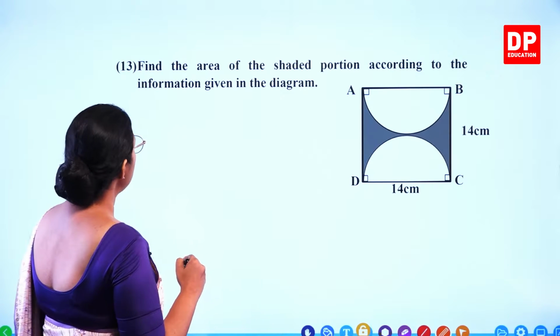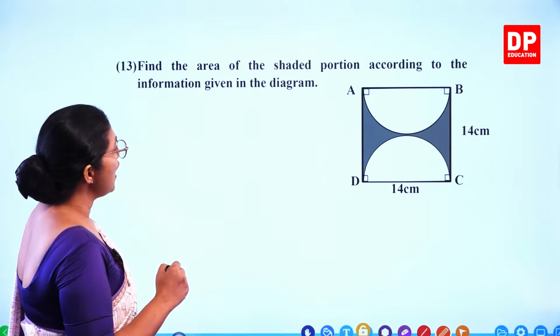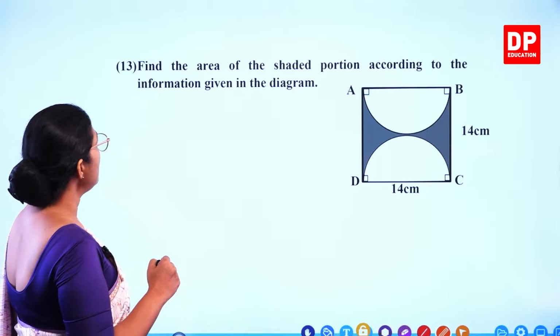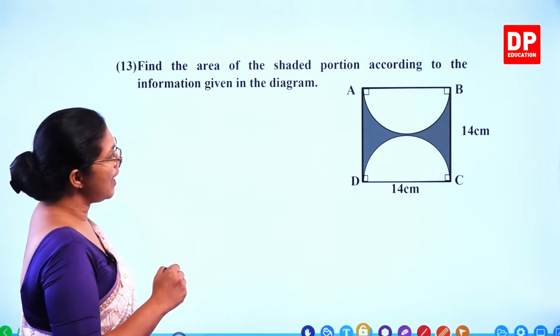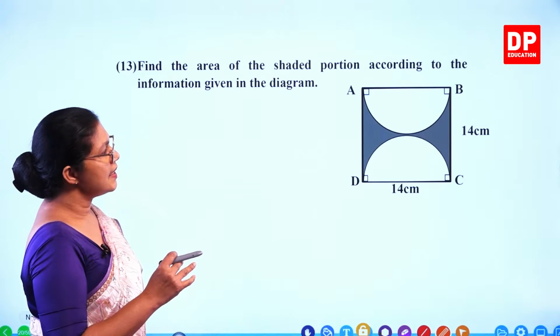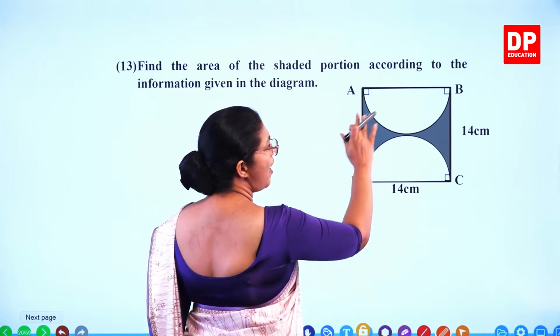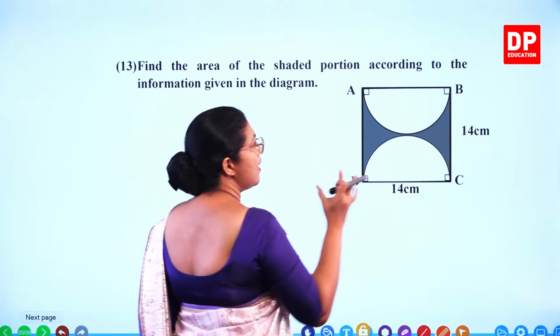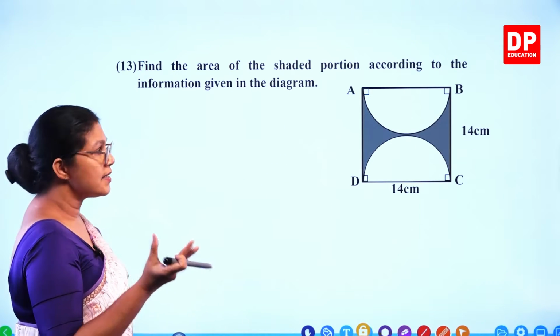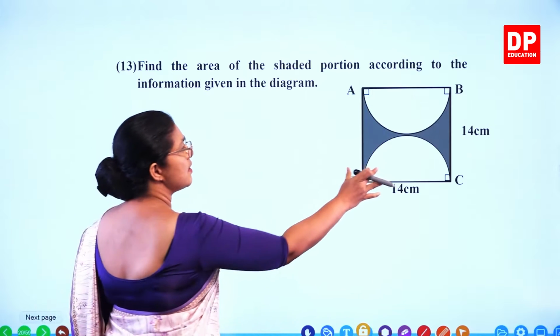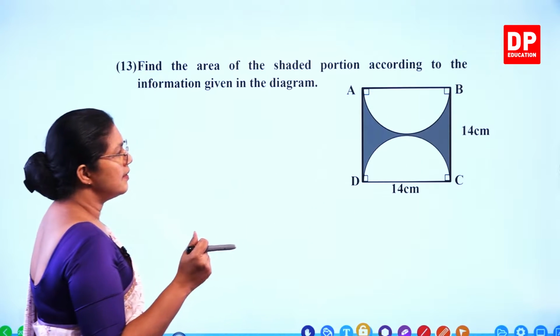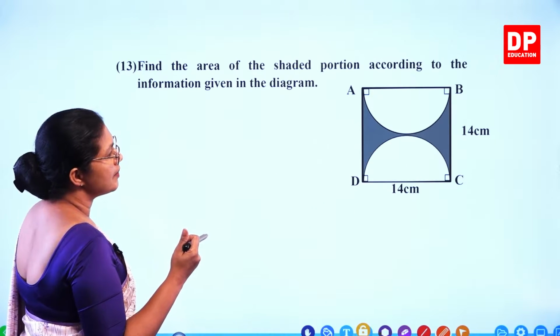Question number 13. Find the area of the shaded portion according to the information given in the diagram. So we can see, find the area of the square, it's a square, same length, and subtract the area of the circle. This semicircle and semicircle, you get a circle. Then you get the shaded part.